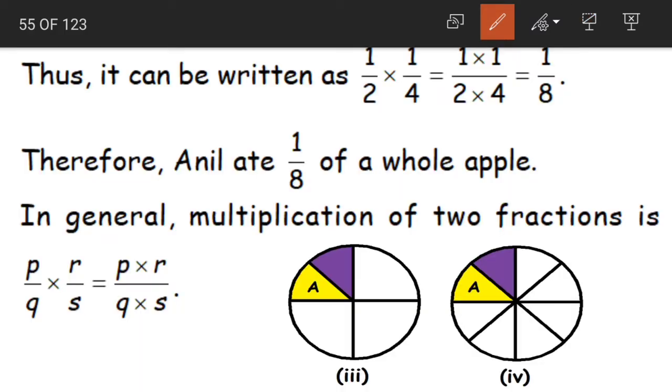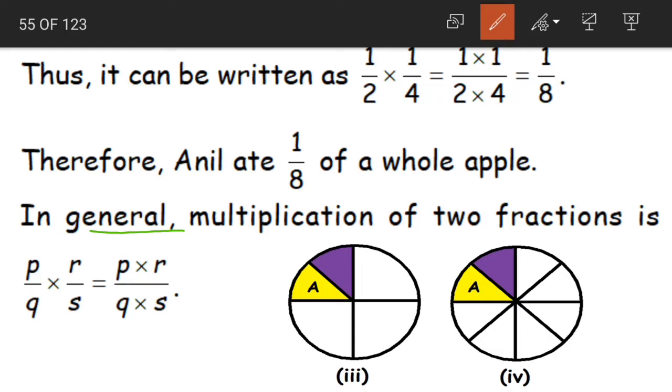Understood, children, the concept? Anil had this part with him. That is nothing but 2 by 8, but he ate only 1 by 8th of the apple.